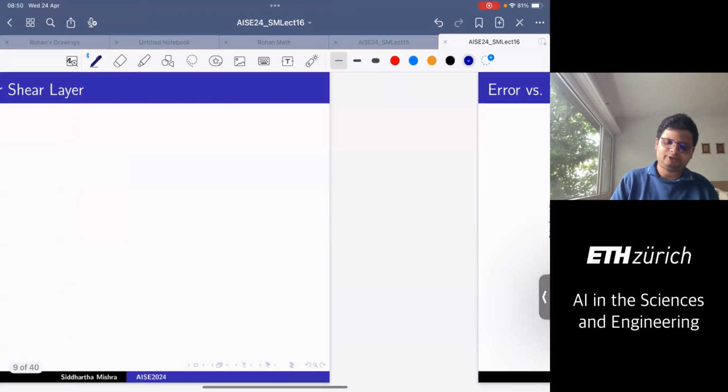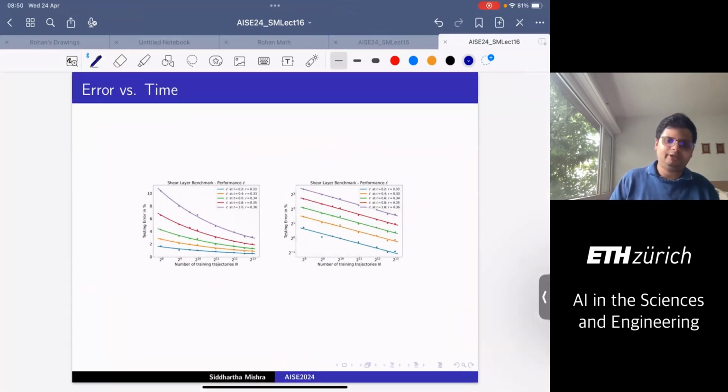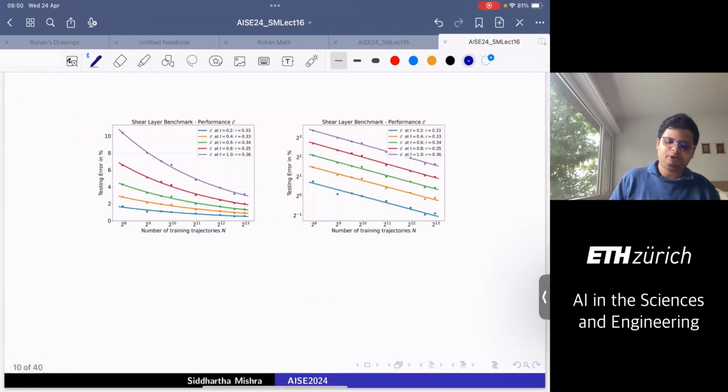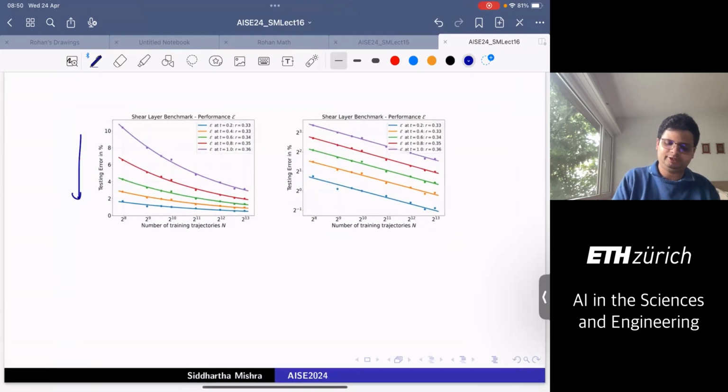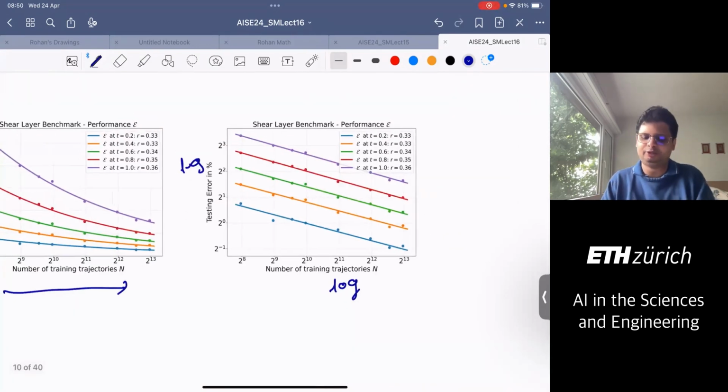So this was the shear layer. The first thing that you do is to compute error versus time. Okay, so there are two plots here. And this plot is the actual error. This is the number of training trajectories. Perhaps what is more interesting is this is a log-log plot. As you can see, this is log and log, or semi-log at least. So we get a particular trend.